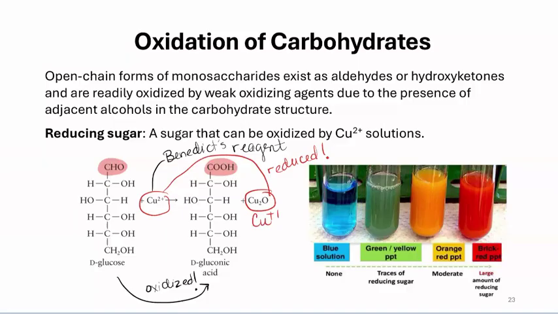Additionally, any time that you have a sugar solution and you perform the Benedict's reaction on it, understand that the term used for any sugar that gives a positive result is reducing sugar. The reason it's called a reducing sugar is because the carbohydrate is donating electrons to the copper of the Benedict's reagent, changing it from copper 2 to copper 1.